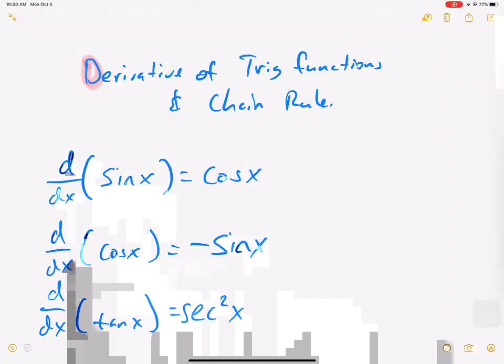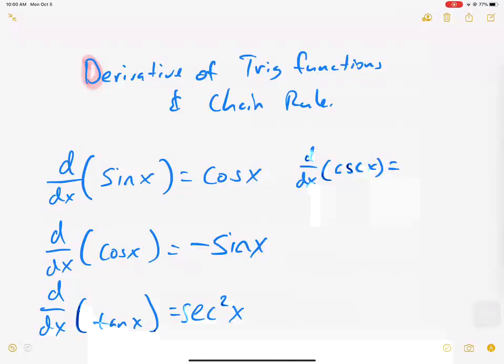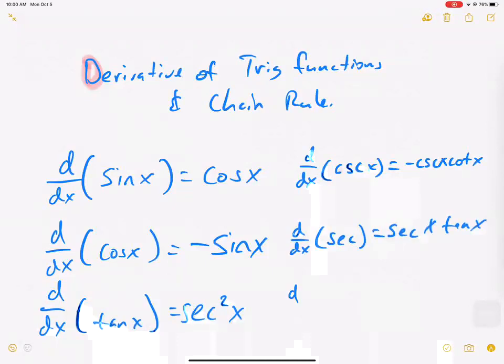Let's do the reciprocal identities. The derivative of cosecant is negative cosecant cotangent. The derivative of secant is secant tangent. And the derivative of cotangent is negative cosecant squared x.